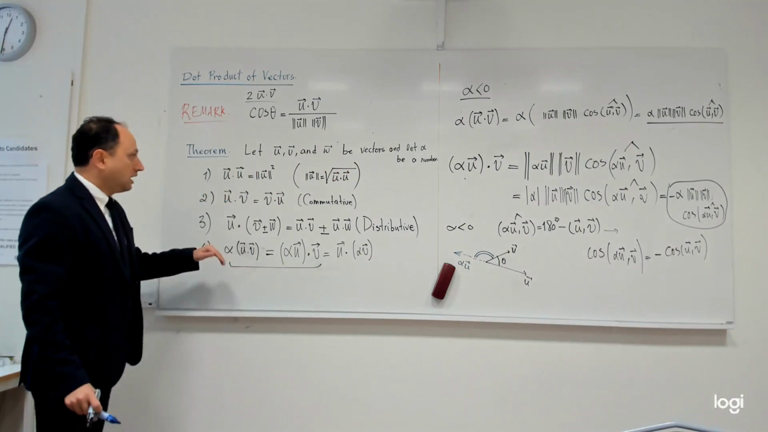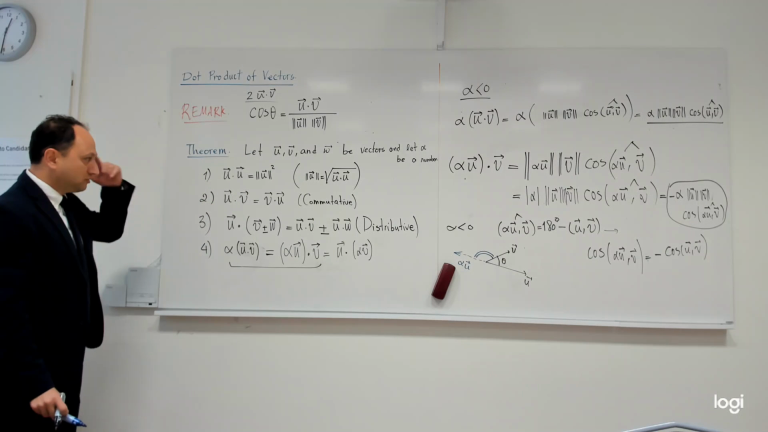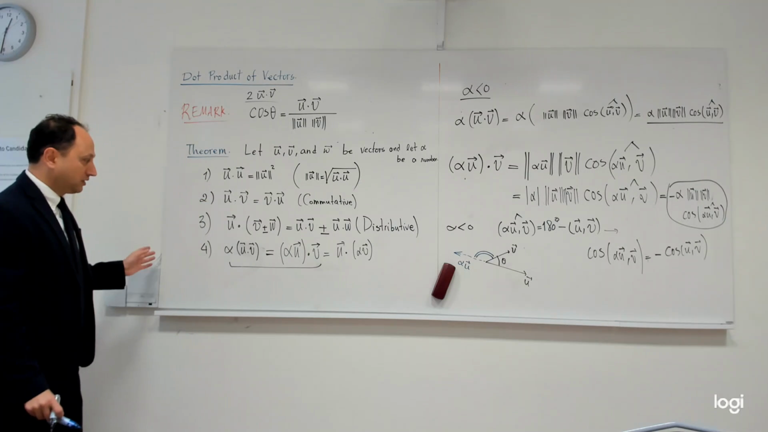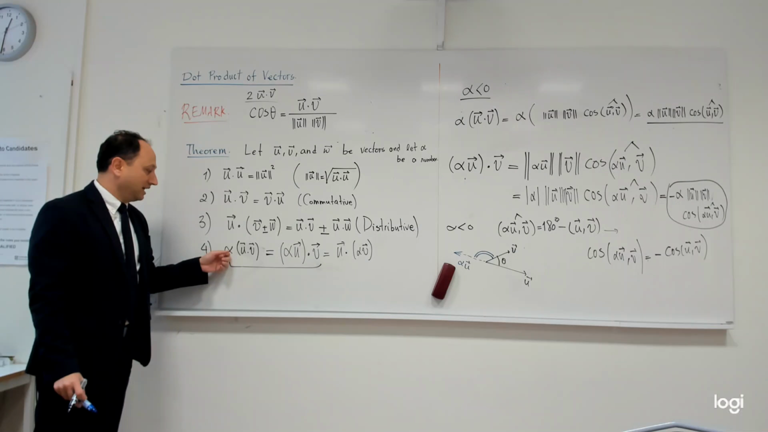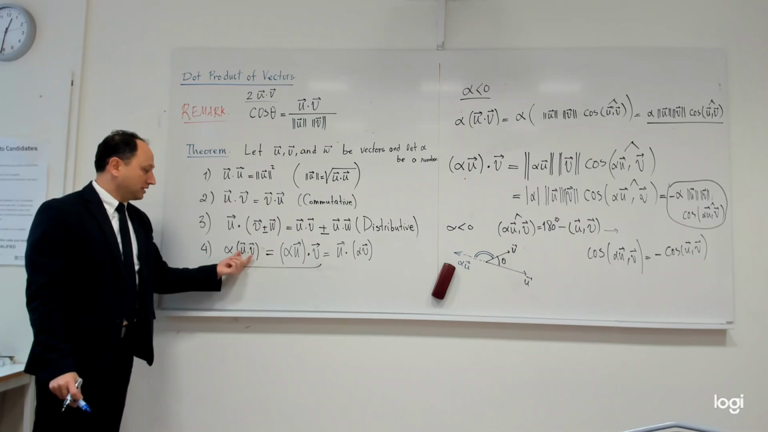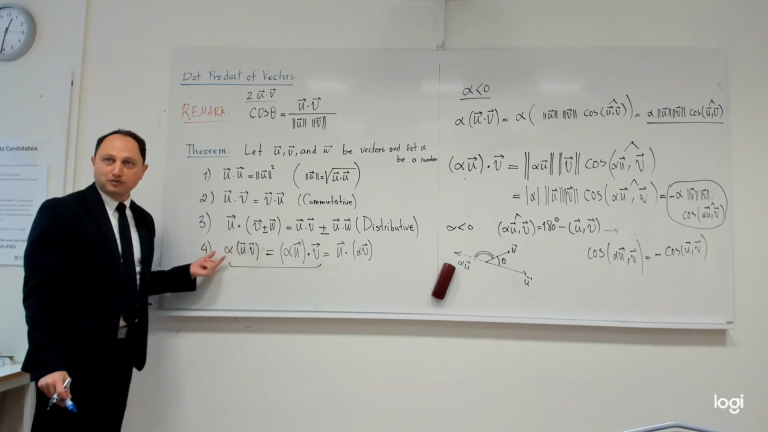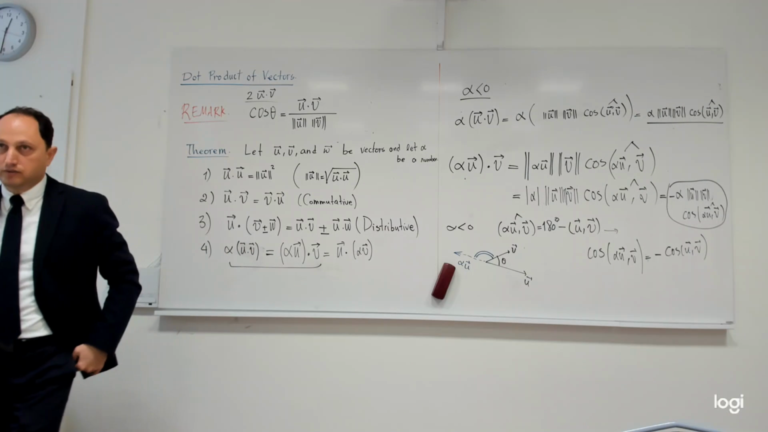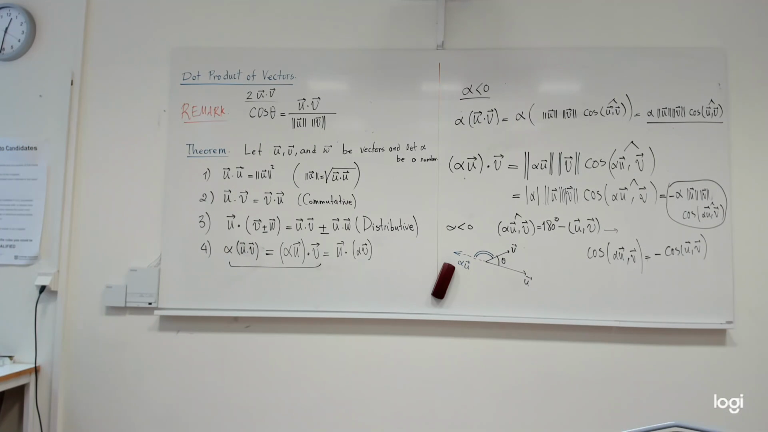So now, after understanding them, I want to memorize them and use them freely, okay? So we can say that if I have a scalar and I have a dot product, this scalar is floating around. You can just move it around wherever you want to, yes? Is that clear? Okay.